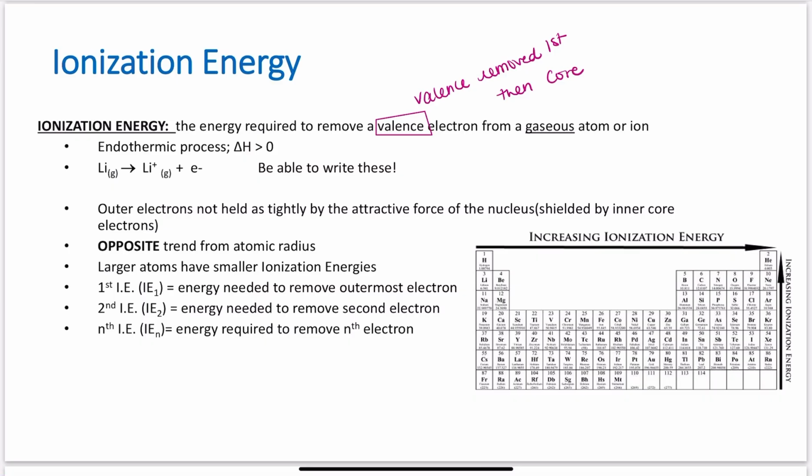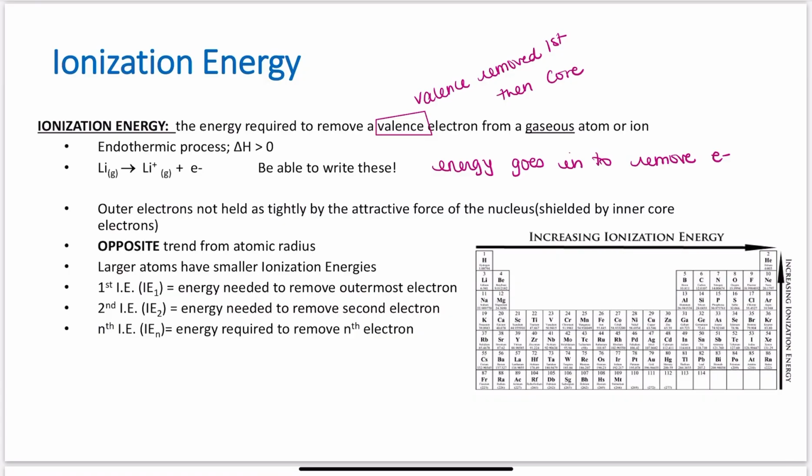It is an endothermic process. Okay, I want to emphasize that energy has to go in. And I know we have not covered endo and exothermic yet, but endo means energy in, exo means energy out. So it's an endothermic process. Energy has to go in in order to make the species lose the electron.